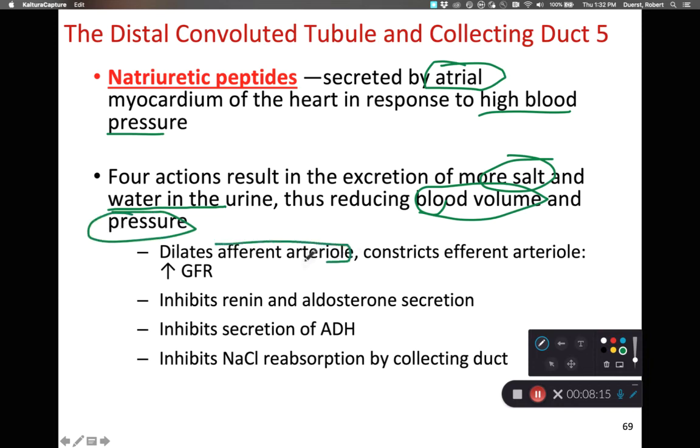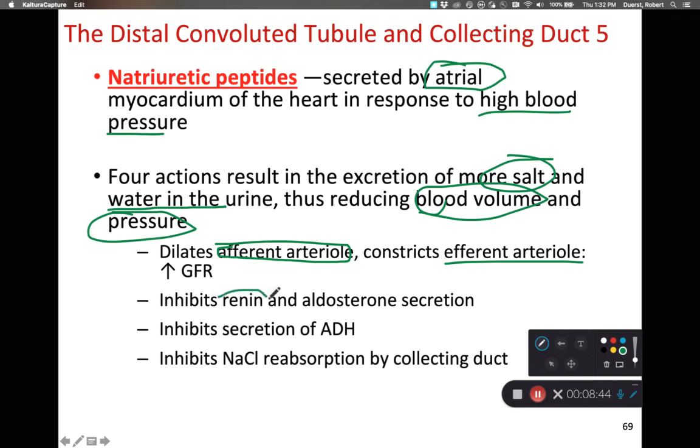First, the afferent arteriole is going to dilate, and this is going to cause more blood to go into the glomerulus, the capillary bed of the renal corpuscle. And as more blood goes in, that's going to increase the glomerular filtration rate. At the same time, ANP is going to constrict the efferent arteriole so that less blood can leave the glomerular capillary bed of the renal corpuscle. And again, this is also going to cause glomerular filtration rates to increase.